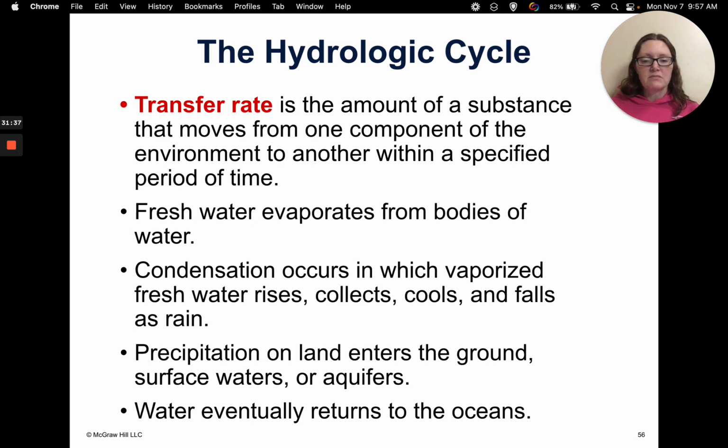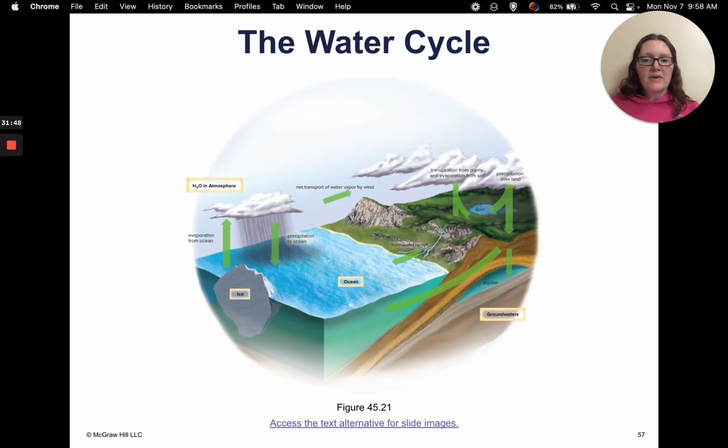Precipitation on land enters the ground, surface water, or aquifers, and eventually returns to the ocean. So here we can see the basic water cycle. So precipitation is it falling down in the liquid form. Condensation is, think of it like you have the condensation on the side of your glass. So that is because it is going from a vapor to a liquid form. Evaporation is going from a liquid to a gas form.